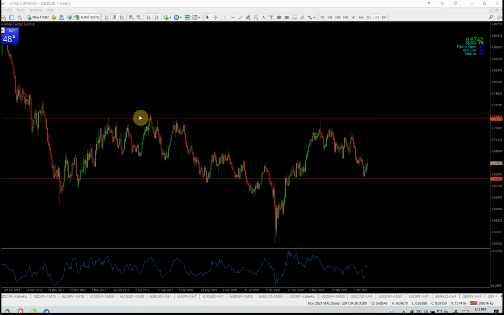So you can go through pretty much any pair and do this. Some are better than others, and quite frankly, if I can't quickly define those areas on the weekly chart or the daily chart, then I will just ignore that pair anyways. So I'm just going to go through a few here and talk about some of this stuff.